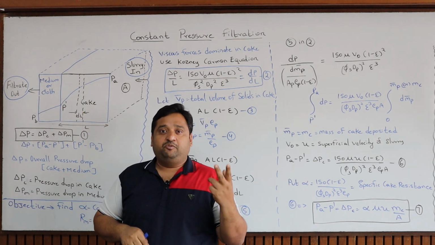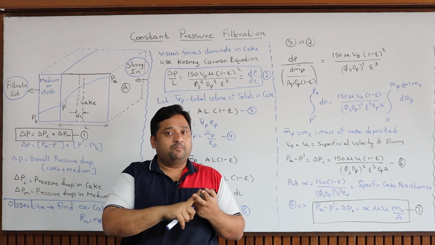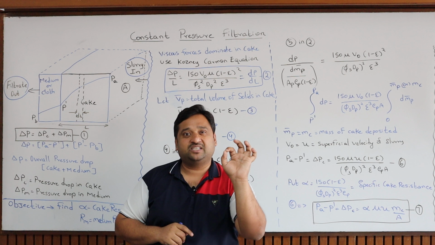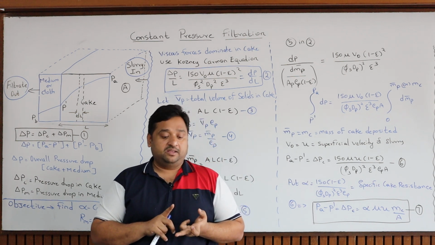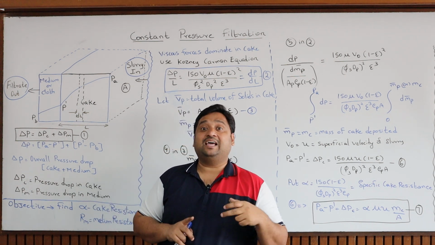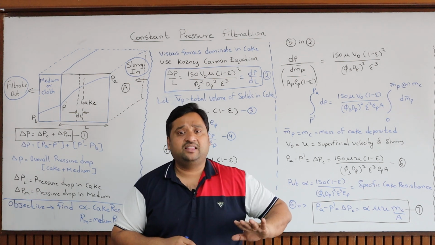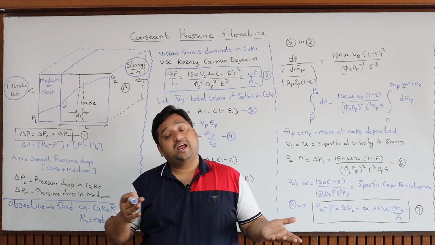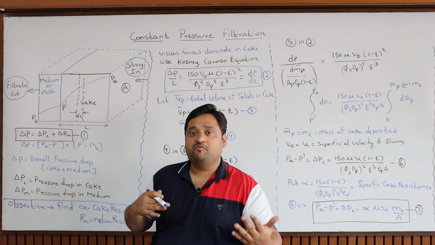There I told you three equations: Kozeny-Carman equation, Burke-Plummer equation, Ergun equation. The Kozeny-Carman equation is used when the flow is low and viscous forces dominate, and the Burke-Plummer equation is used when kinetic forces are high, when velocities are high inside this cake. If viscous forces and kinetic forces are both dominant, then we go for the Ergun equation.